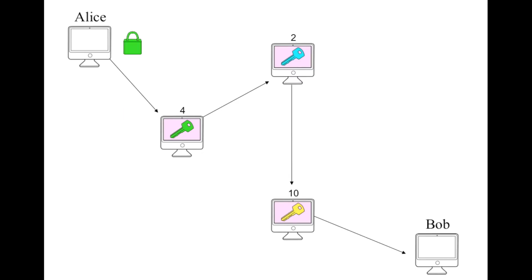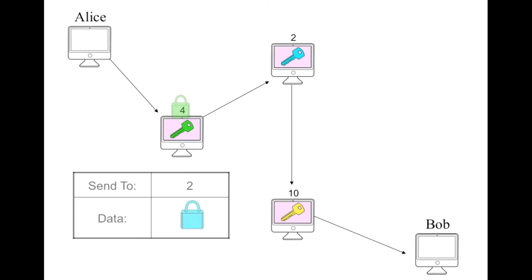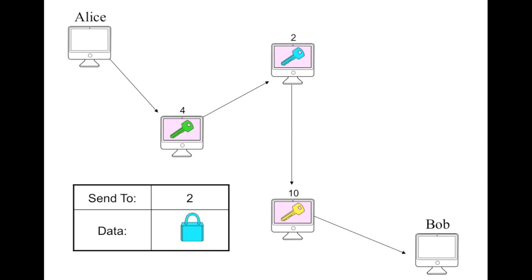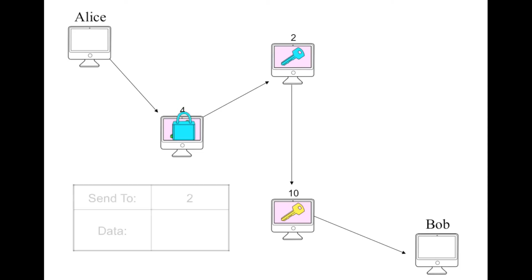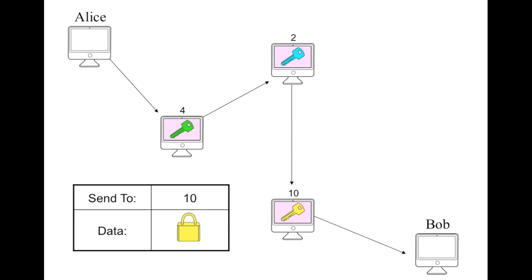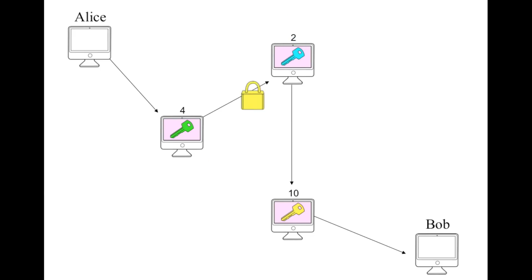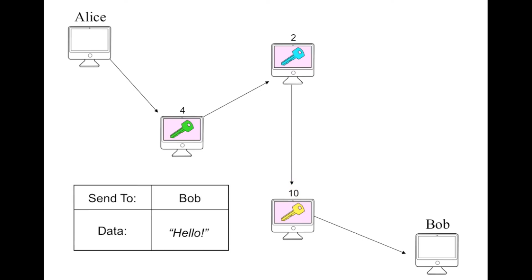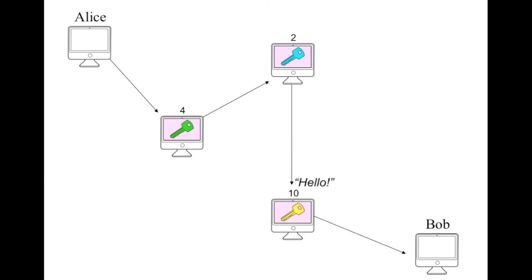We are now ready to send our packet through the network. Alice sends the packet to node 4. Node 4 decrypts it and finds that it has to send the data to node 2. Node 2 receives the packet, decrypts it, and finds that it has to send the data to Node 10. Node 10 receives this piece of data and decrypts it, and finds that it has to send the data to Bob. The message is sent to Bob, and he finally gets Alice's message.